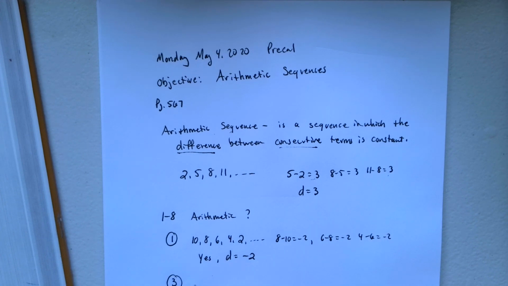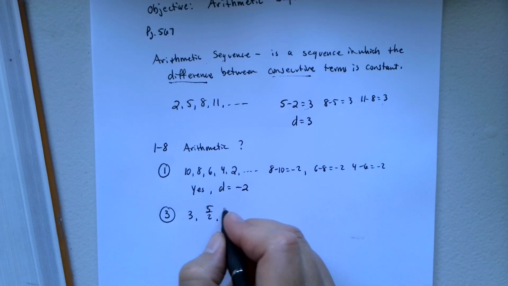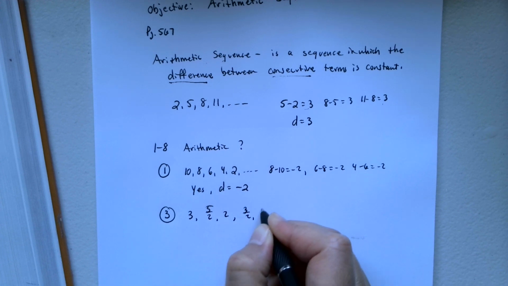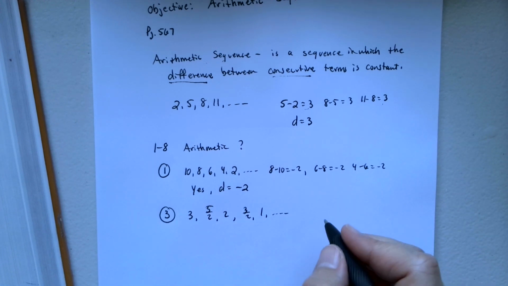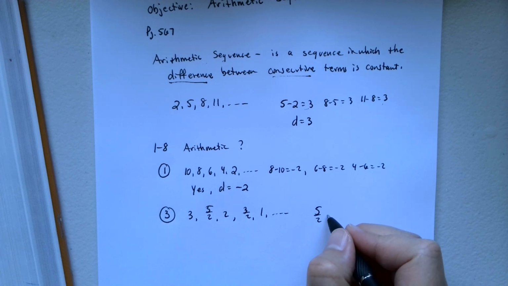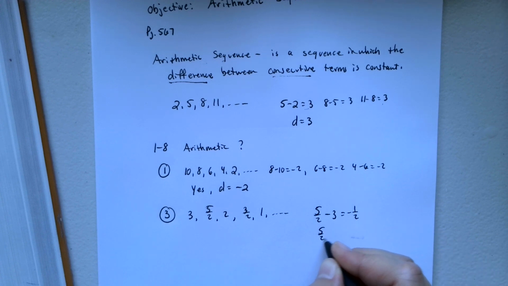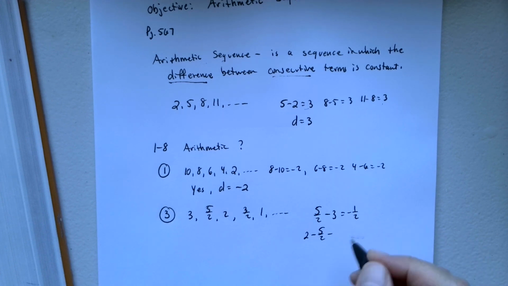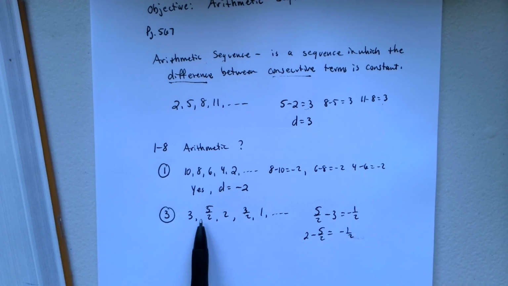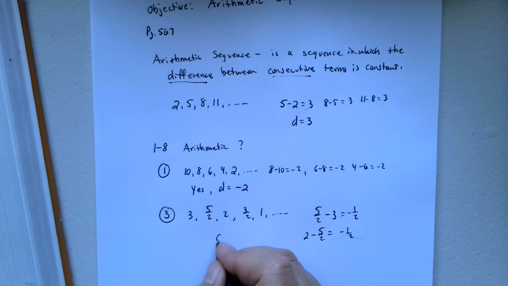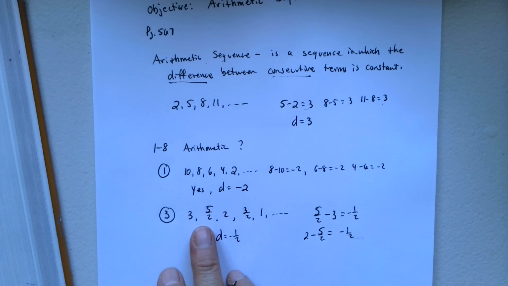All right, number 3. We have 3, 5 halves, 2, 3 halves, 1, and so forth. So if you have 5 halves and you're subtracting 3, you get negative 1 half. If you have 2 and subtract 5 halves, you get negative 1 half. And so basically they're just adding negative 1 half, subtracting a half each time, so that common difference is negative 1 half. This might be easier if you think about the decimal. This is 3, 2.5, 2, 1.5, 1.